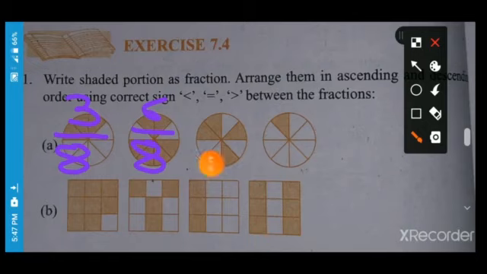After that, again out of 8 parts, 4 are shaded: 1, 2, 3 and 4. And 4 are unshaded. Total parts are 8. So the fraction for the shaded part is 4 upon 8. Now for the last figure, again total 8 parts are there and out of that 1 part is shaded, so it is 1 upon 8.